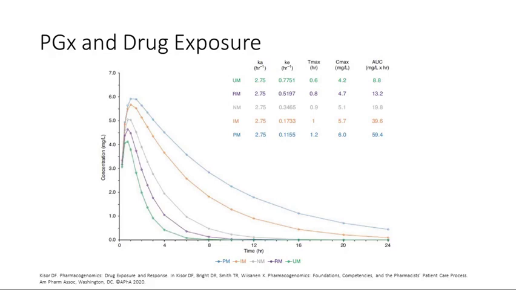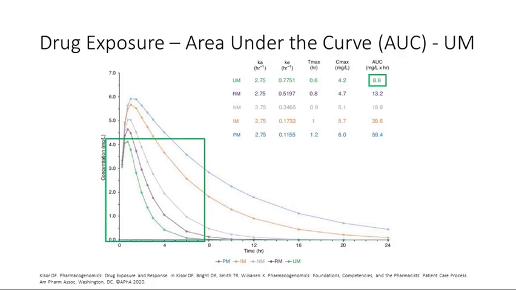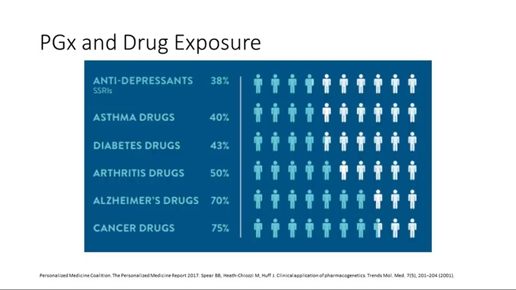So this slide shows you 5 different phenotype curves. You can see the ultra-rapid has the lowest area under the curve on the far right of the table, and the poor metabolizer has the highest area under the curve, the highest exposure. So let's look at this with a little bit more depth. If we look at the ultra-rapid metabolizer, what are the consequences of somebody who is very efficient at eliminating the active compound? Well, we can think about this in terms of drug efficacy.